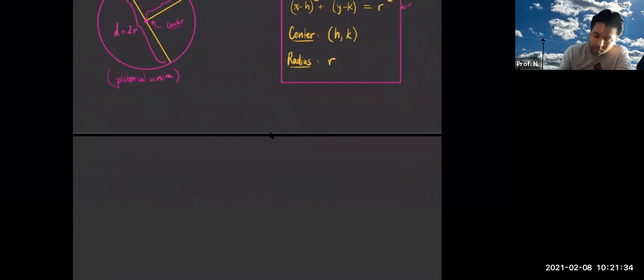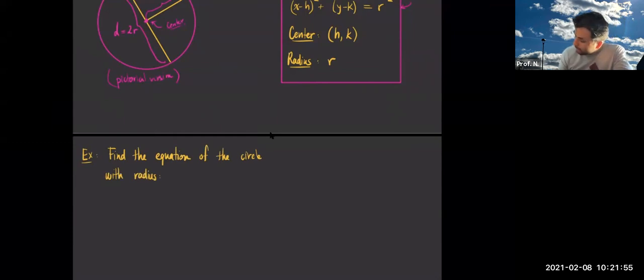So let me ask, find the equation of the circle with radius 5 and center 2 comma negative 1. So I want to find the equation.